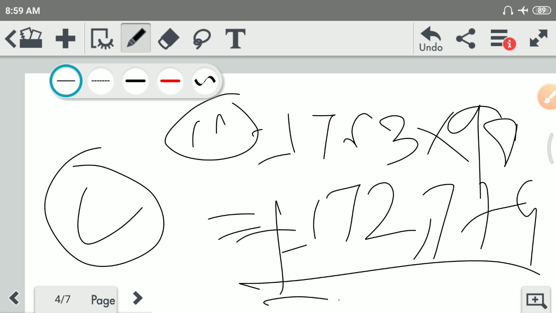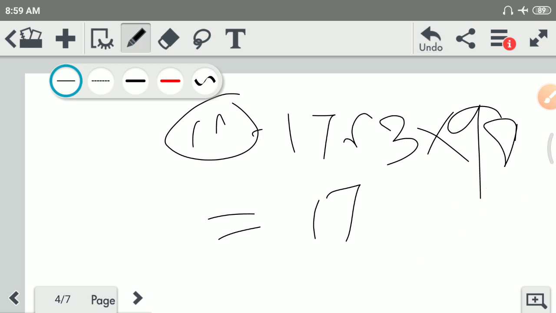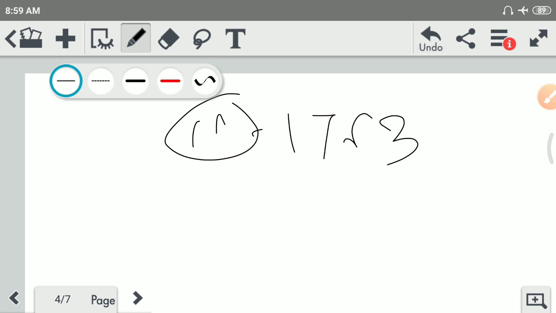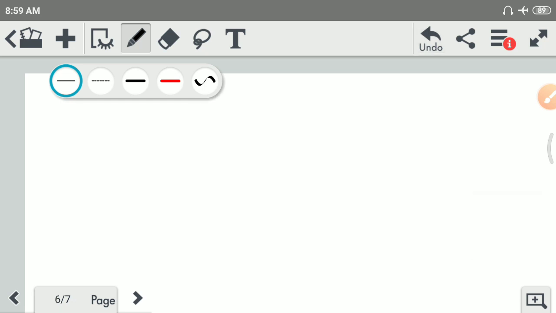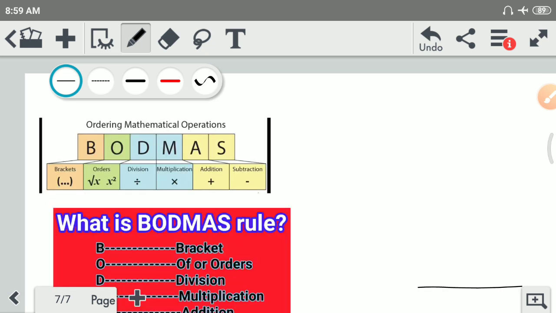Okay, now question number 12. Evaluate minus 6 plus 34 divided by minus 14 plus 2. Here you need to know one more thing, students. I will tell you. What is that? BODMAS rule. B for bracket, O for of or order, D for division, M for multiplication, A for addition, and S for subtraction.